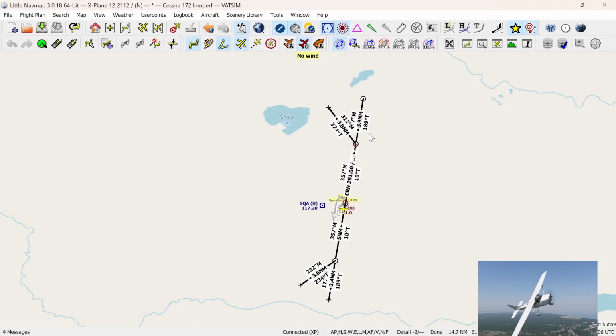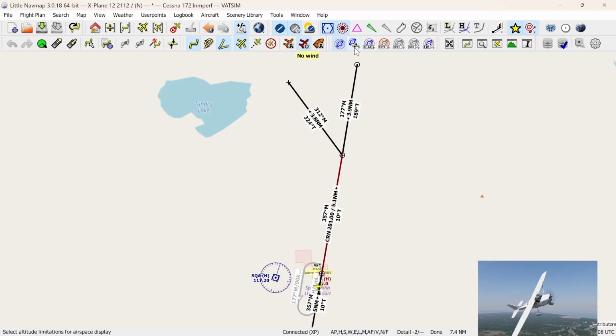I took the liberty of extending this line out so it indicates the inbound course to the beacon. This is the outbound course. This is the bearing from the station. This is the bearing to the station.